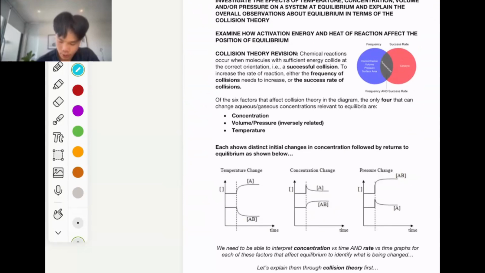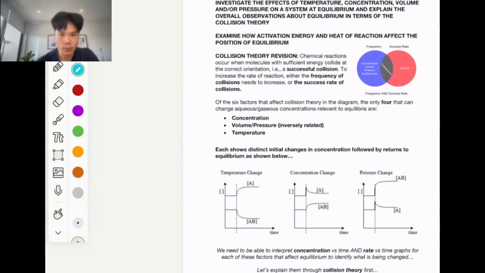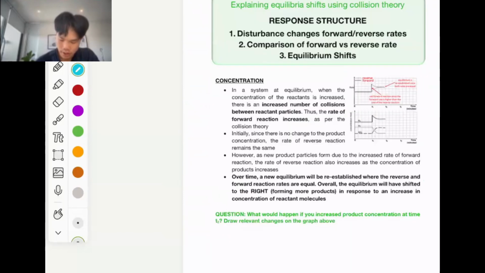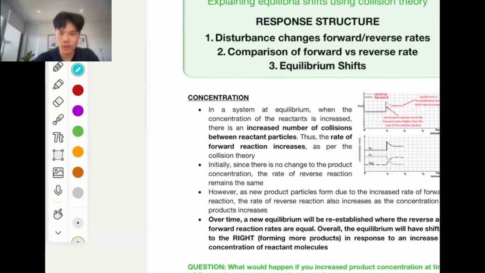So that's LCP. You should be able to justify these changes also through collision theory. Structure-wise, I recommend, once again, 3 steps. You talk about the disturbance and how that disturbance would change forward and or reverse rate. So if a concentration change, it's going to affect the rate on whichever side you've altered. If you increase the reactants, the reactant collisions are going to increase per second, and so you have a faster forward rate. The reverse rate will be unchanged.